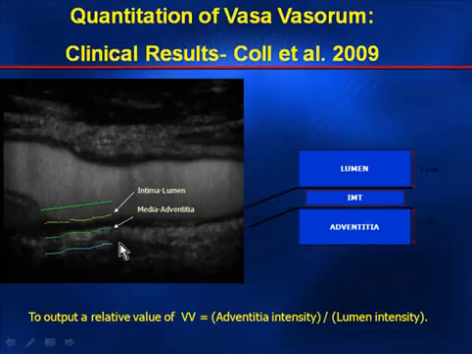Furthermore, we are looking at ways to quantify the vasa vasorum. We have identified a region of interest between the lumen and the intima media, and that is considered a standard baseline or normalization. And then we have a region between the green line, as you see, and the blue line, which includes the vasa vasorum. So in order to do this, we actually developed a ratio of adventitial intensity to lumen intensity.